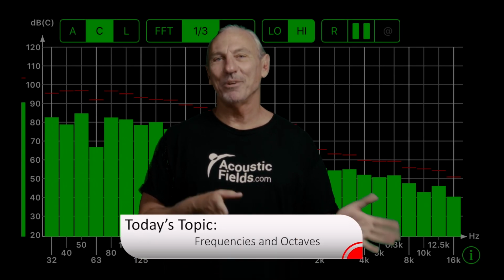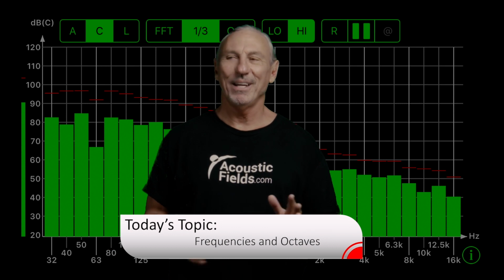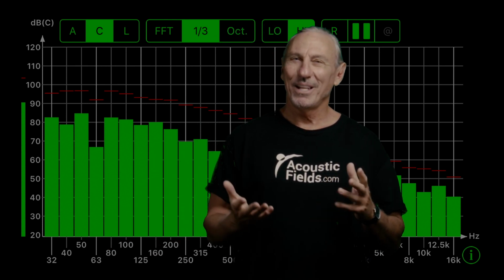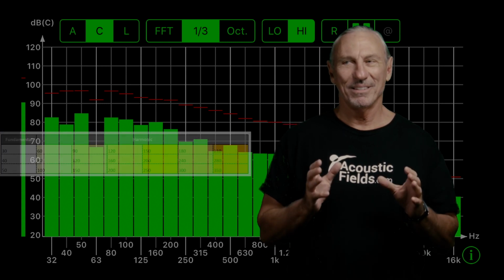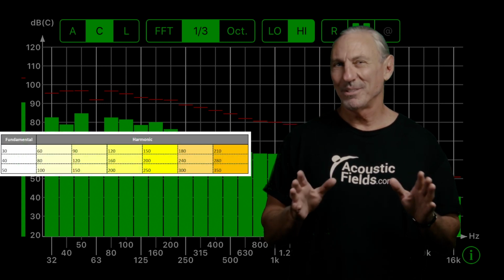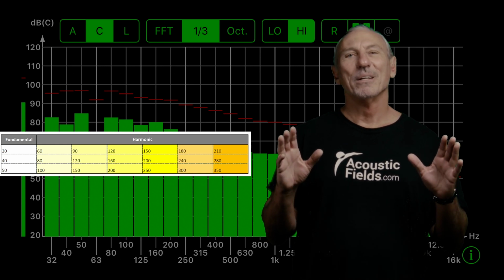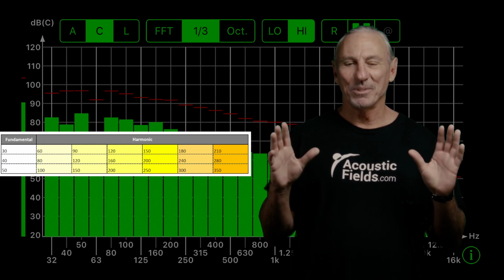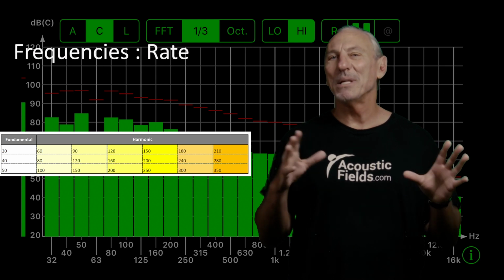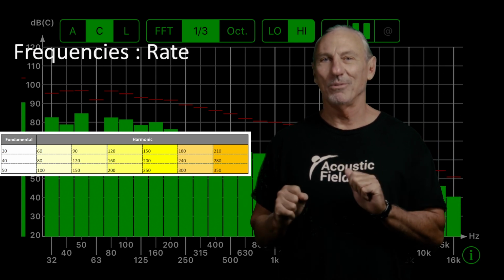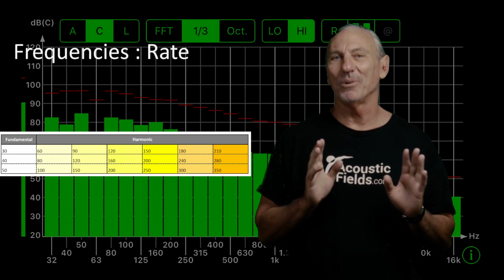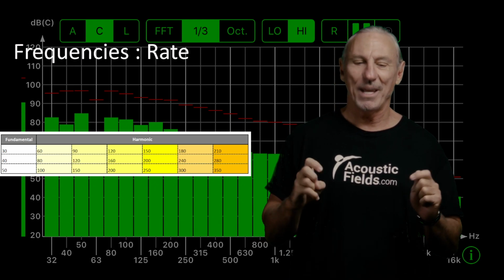Today we're going to talk about frequencies and octaves. I know it's basic stuff for a lot of you out there, but there's a lot of questions I get that lead me to believe that there's not a lot of understanding on these two areas. So let's define frequency. It's the rate at which something repeats over and over and over. I think that's an easy way for us to understand frequency, okay?